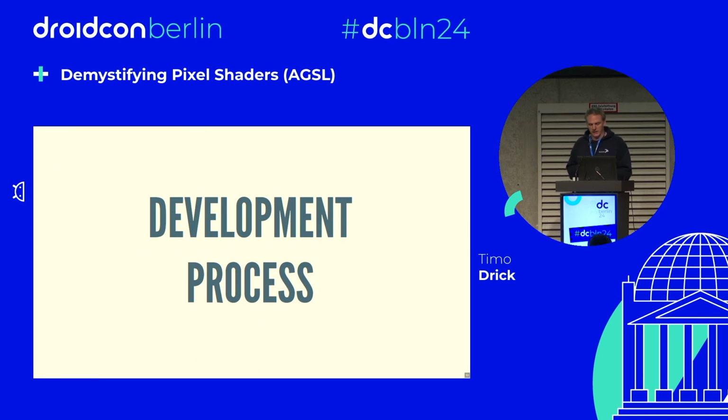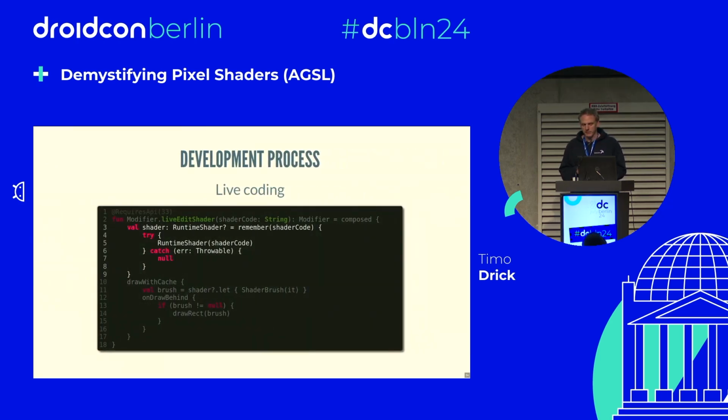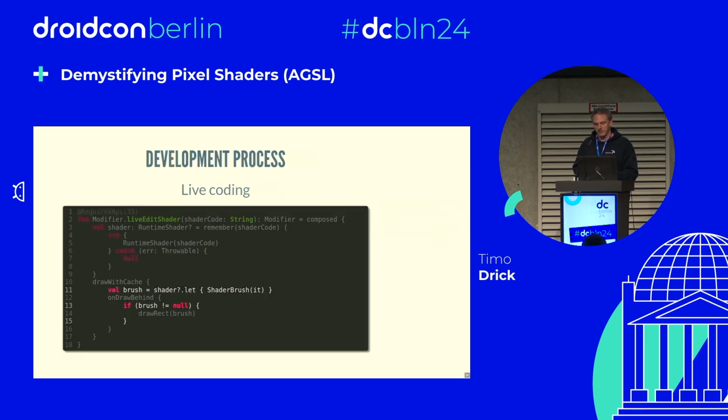Okay, so how can you start developing now? The good thing is in Android Studio, you can just use this live coding support, you know it from Compose, so when you change some code, then instantly you see the changes on the device. But when you change the shader code and you make some mistakes, then this will crash the app. So maybe you should put a try catch around this runtime shader creation, because the compilation will fail and then the app crashes. So I only draw this when there's a valid shader.